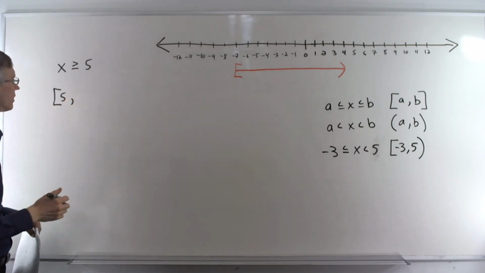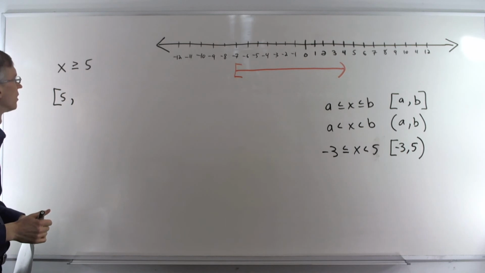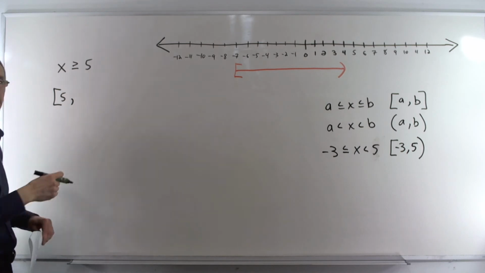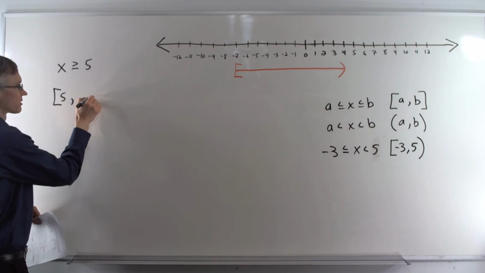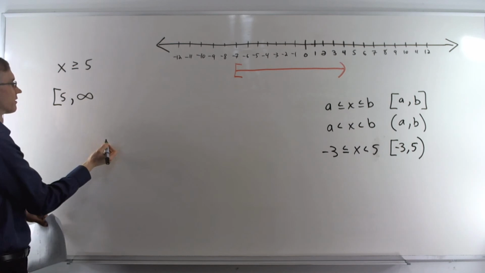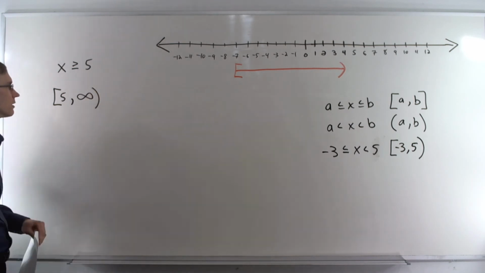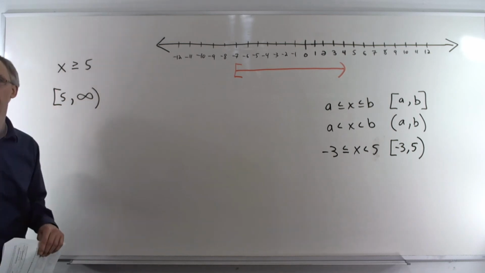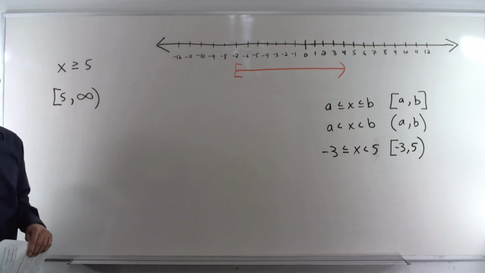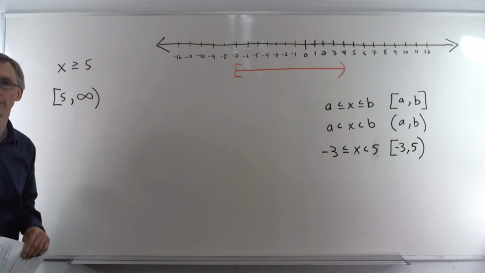All right, now comma. Now we need some number over here. But x can be as big as we want. So that means we're going to use this symbol. It looks kind of like an 8 turned on its side: infinity. Now we've got the interval from 5 to infinity. That means any number greater than 5. Could be 10, could be a million, could be a billion, just goes on forever.